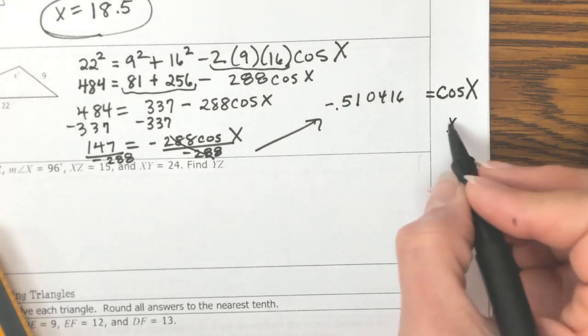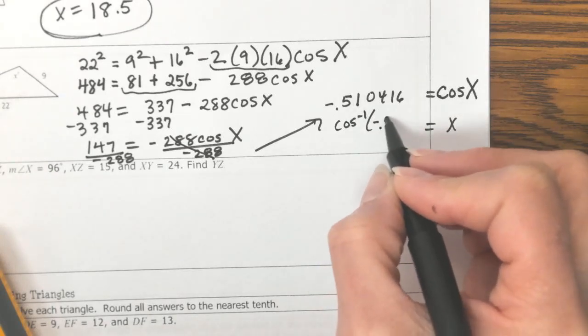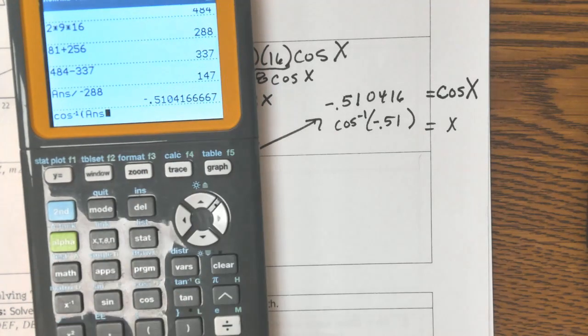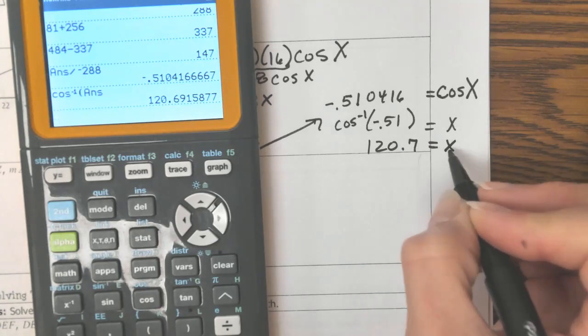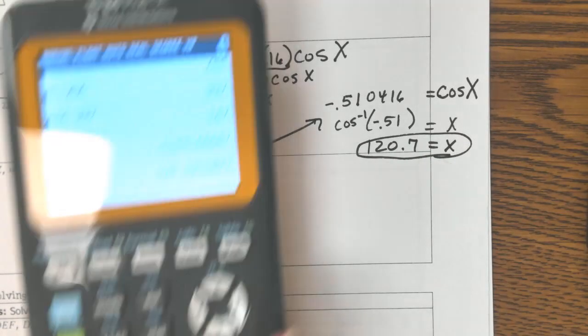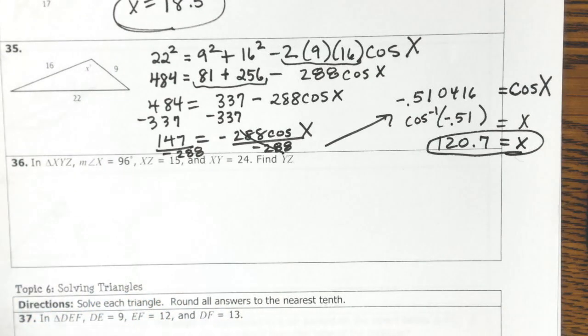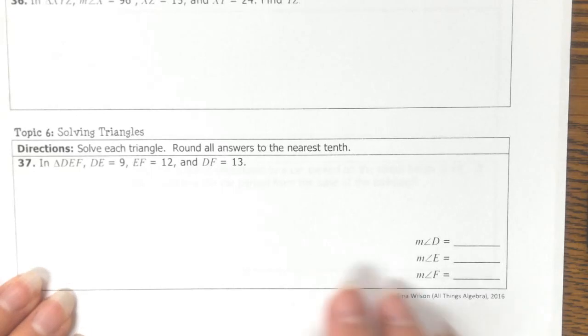So now I need to do cosine inverse of that negative 0.51 number. So I'm going to use my calculator to do that. Second cosine, second answer. And then it gives me 120.7 as the angle for that problem. Okay? And that is our problem number 35. Now, when you get into number 37, you may have to use law of sines and cosines to solve the whole triangle.